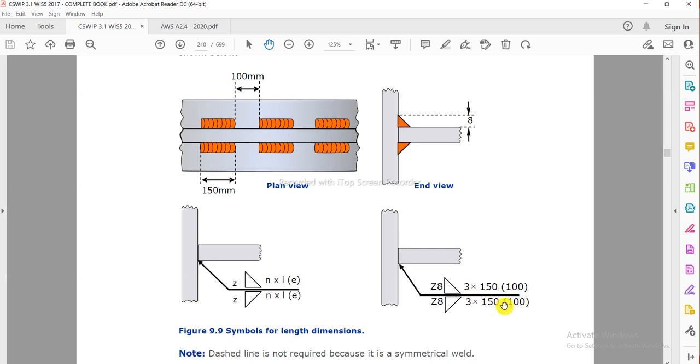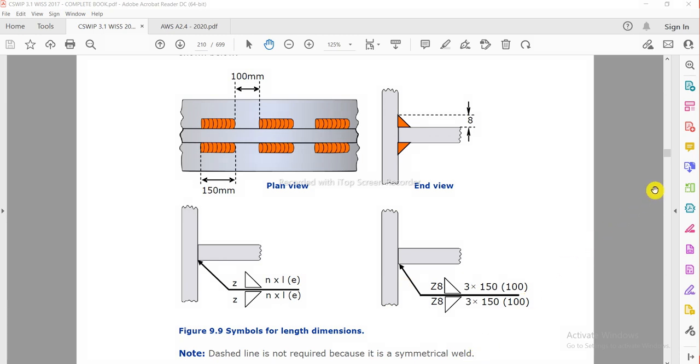This one is upper and this one is below, and this is the reference line. Anything written above the reference line and anything written below the reference line have different meanings. Welding will be at which side, arrow side or other side? I will clear that in the next video, so here I am not going into that.